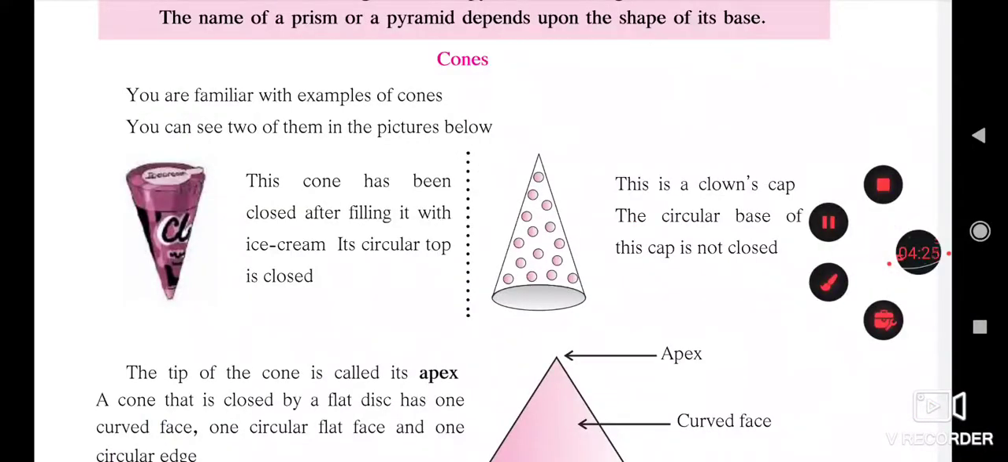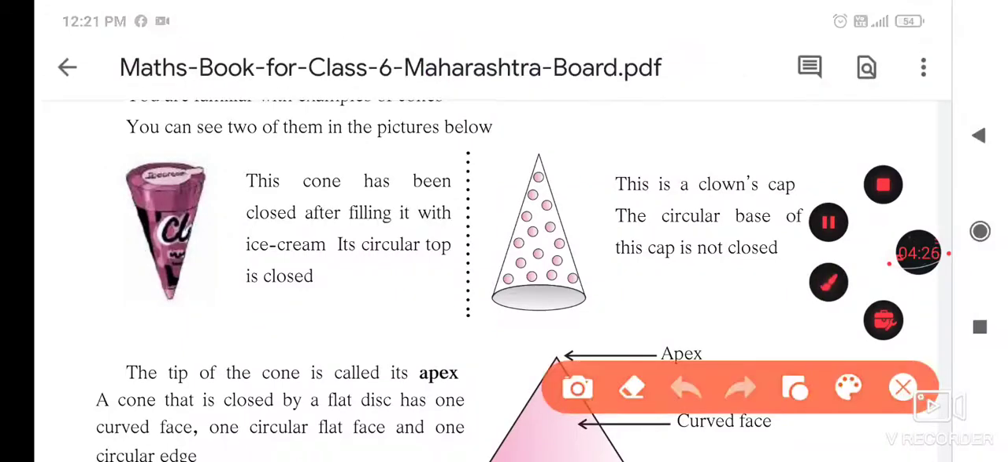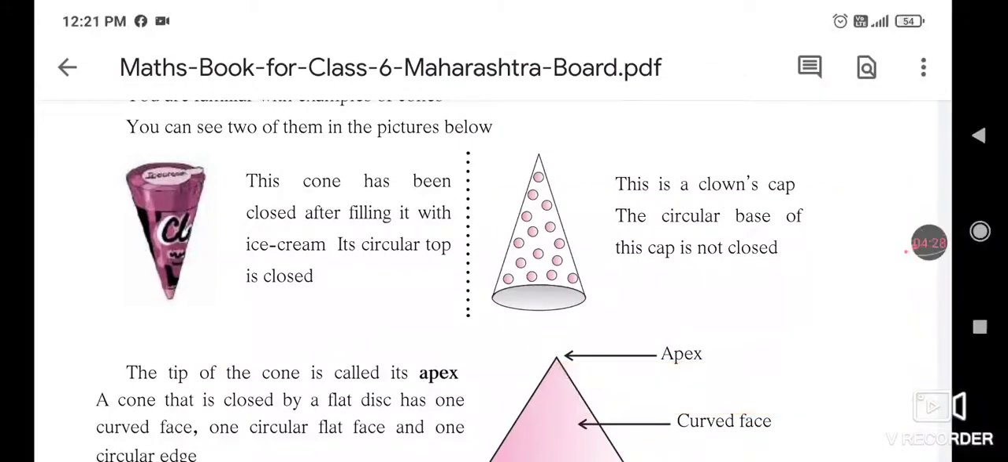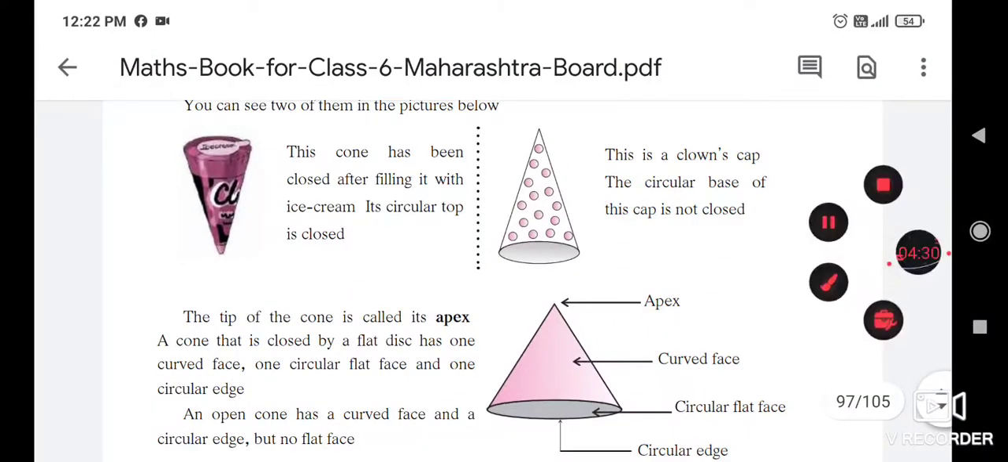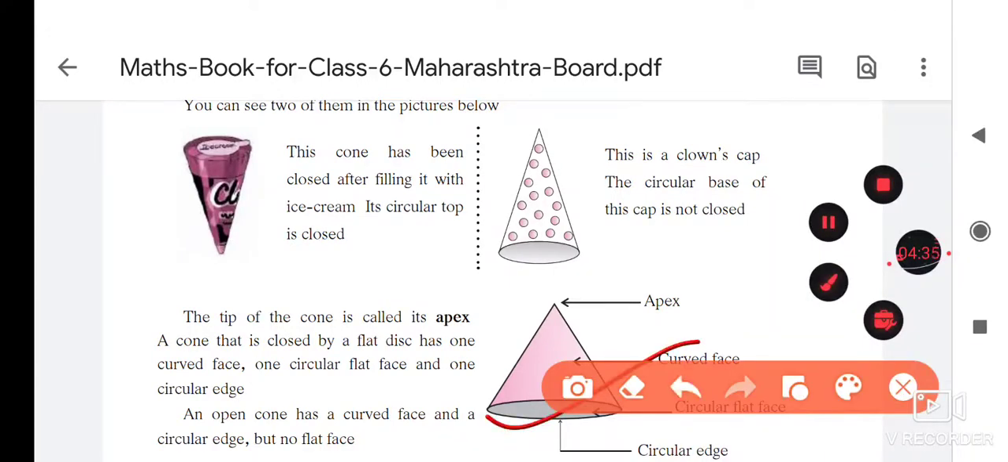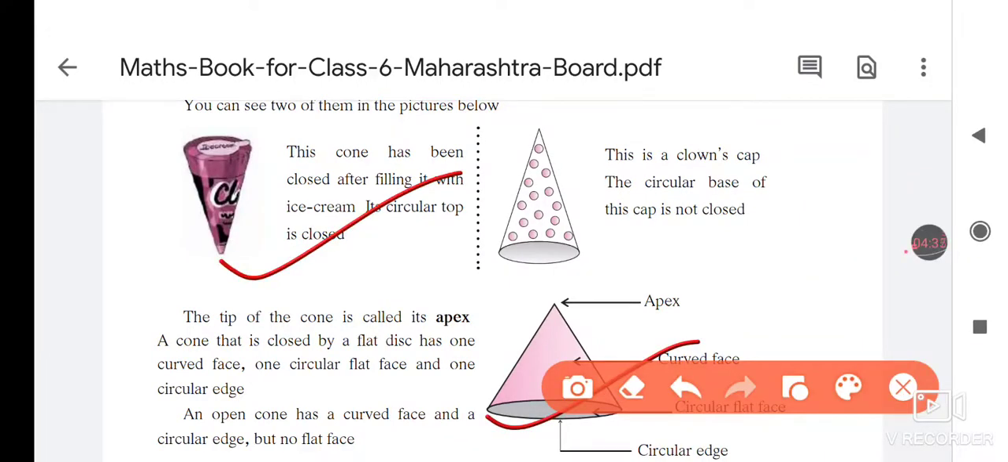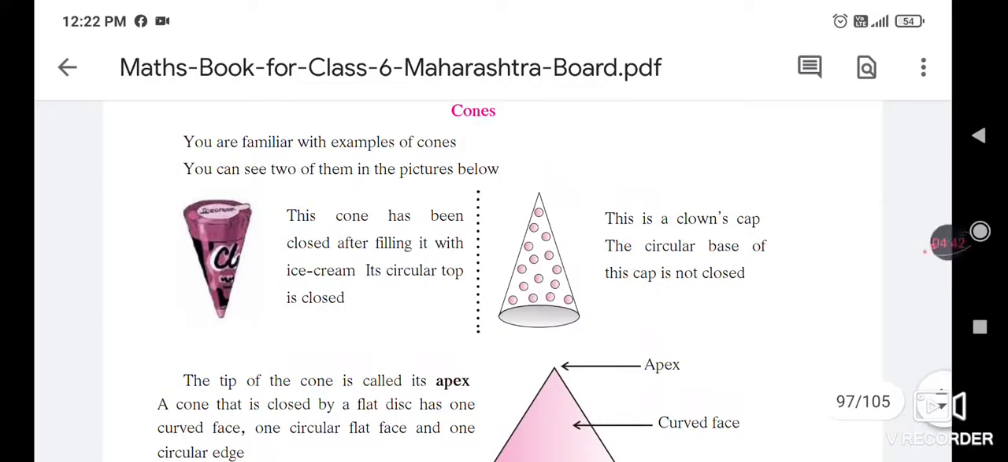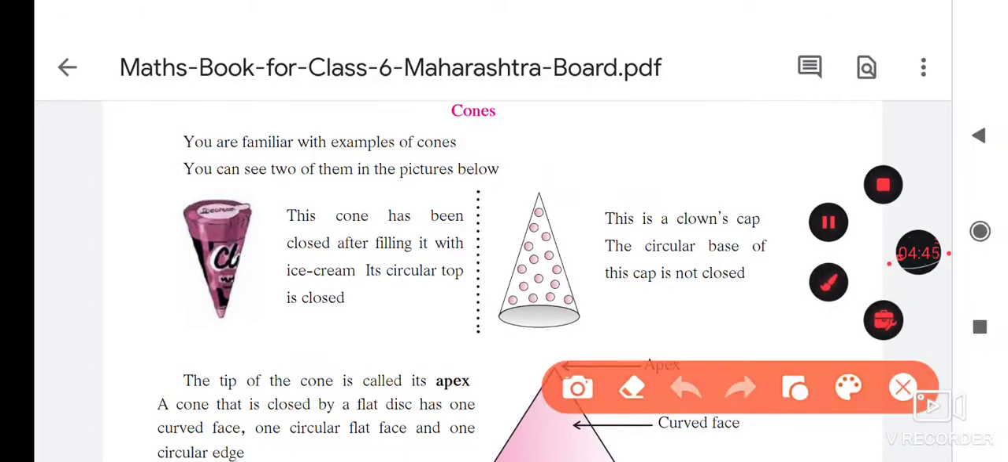Now the next shape is the cone. You are familiar with the cone shape because we use cones in birthday parties, and there are ice cream cones. At that time we wear the cap, or we eat ice cream; its shape is the cone shape. So here you are familiar with examples of the cone, like the ice cream cone.